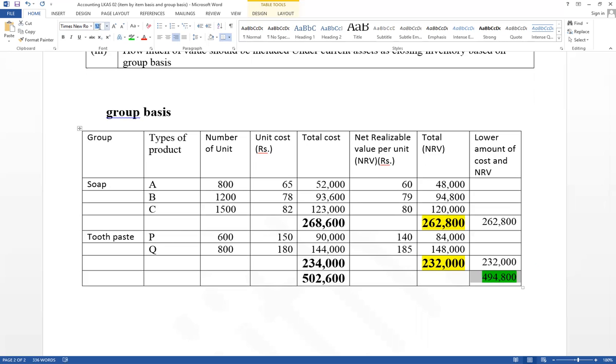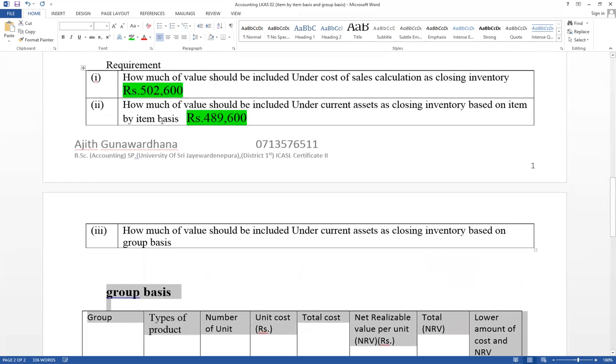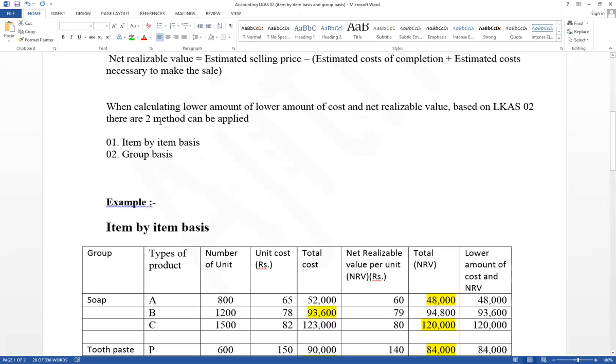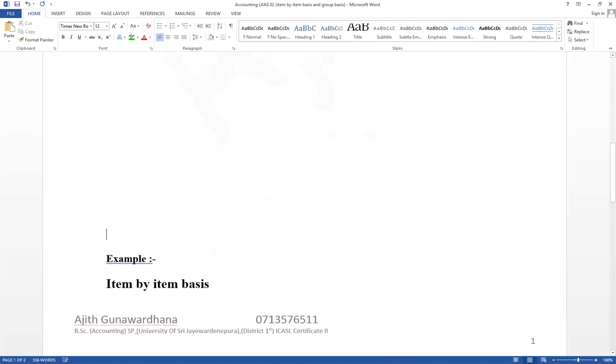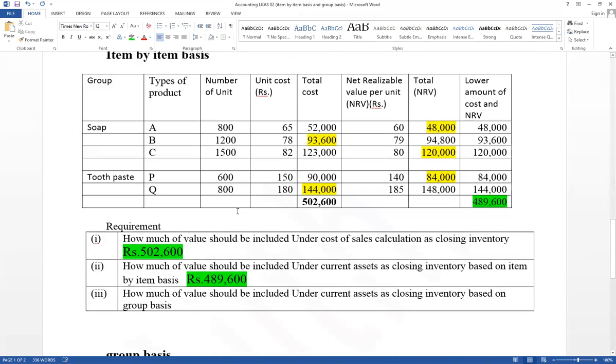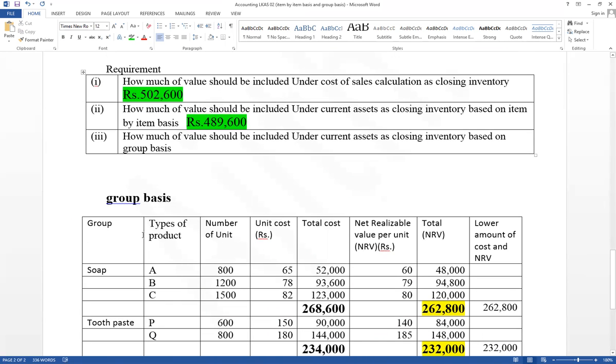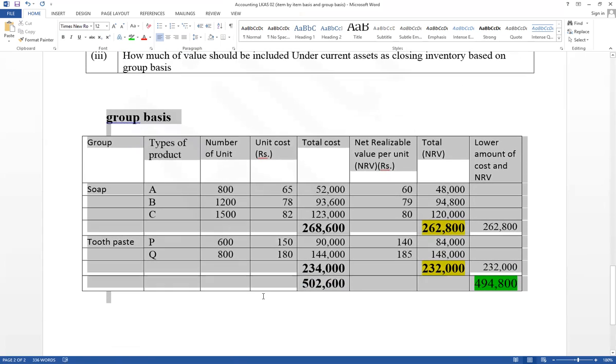This is the value that should be included under current assets, while the cost value is included under the cost of sales calculation. The difference is the stock written off. Think about the difference between the item by item basis and the group basis. This is the item by item basis. Try to recognize the difference between the item by item basis and the group basis.